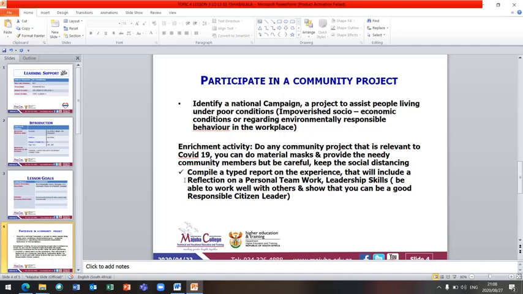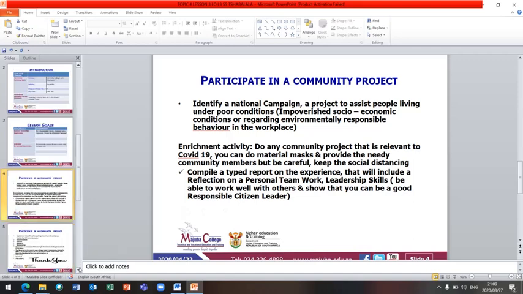Remember that you need to compile a typed report on the experience that will include a reflection on personal teamwork, how you work or interact with your teammates, and the leadership skills. So be able to work well with others and show that you can become a good, responsible citizen leader of South Africa.